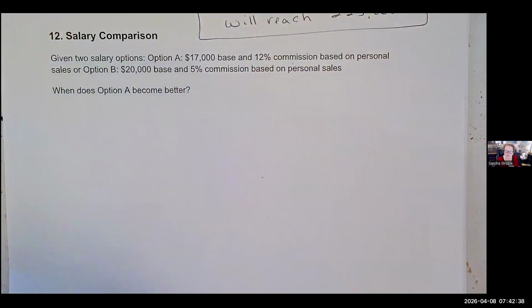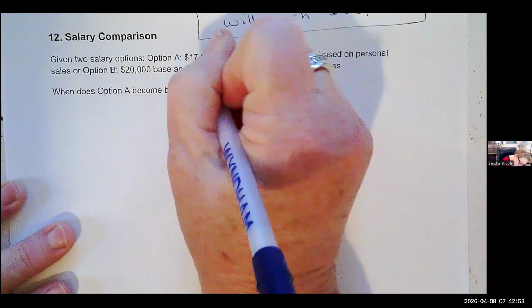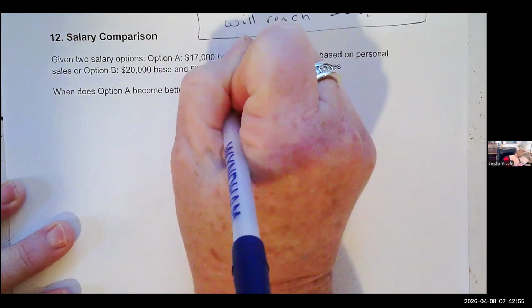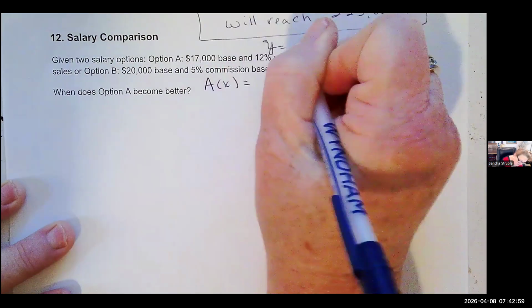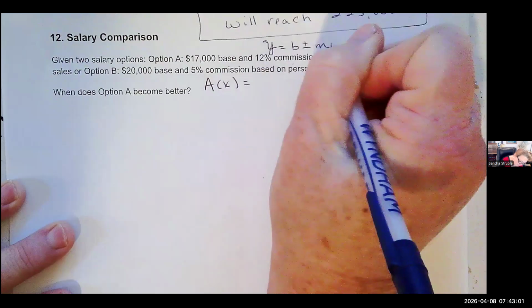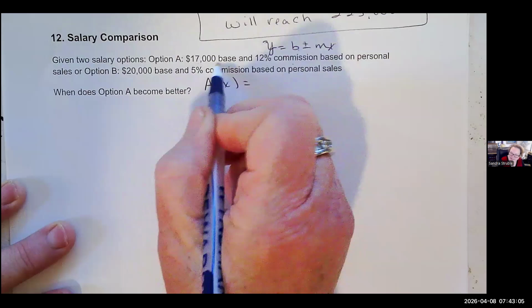option A would be a better option. Okay. So to do that, we need to write the linear functions for each and then set them equal to each other to find out where they're equal. So option A, we'll call it A of X. And I always think of this as Y equals B plus or minus MX. The B is the initial base. That's the amount that doesn't change based on your sales. This stays the same.